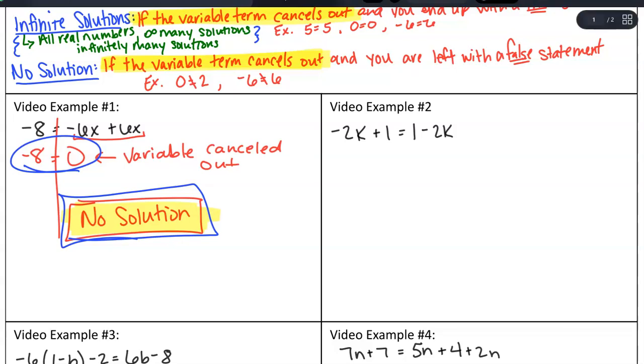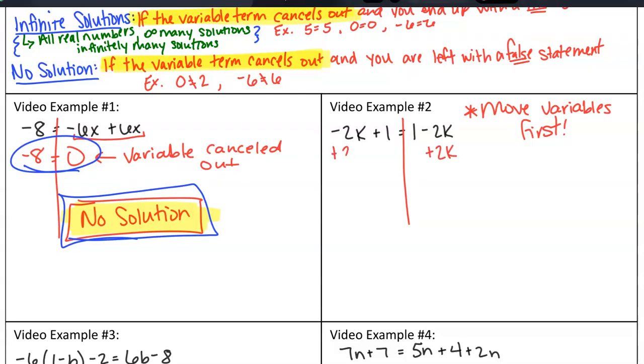All right, let's take a look at number 2. There's nothing to simplify on either side, so I always want to move my variable first. So I'm going to move this -2k, so I'm going to add 2k and add 2k. Well, -2k is 0, so I bring down my 1. I bring down my 1, and -2k plus 2k is also 0.